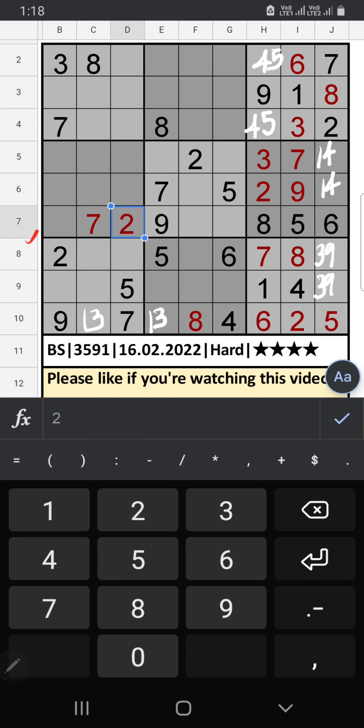Eighth row we have 8. So 8 can't come in these cells. Column C also we have 8. So 8 can't come in this cell. Then 8 is confirmed here. Column B and column D we have 2. So 2 can't come in these cells. 4th row also we have 2. So 2 can't come in this cell. Then 2 is confirmed here.